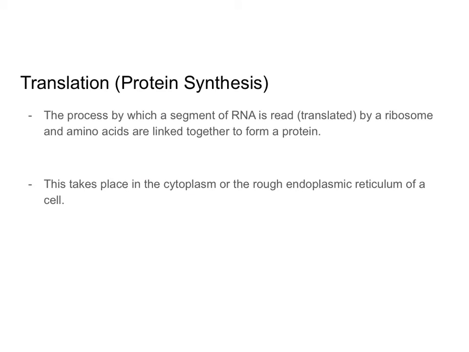The next step is translation. So what happens after the segment of RNA is made, it leaves the nucleus and heads out to the cytoplasm, and it takes place either in the cytoplasm at a ribosome or at the rough endoplasmic reticulum, also using a ribosome. Okay, so what happens in translation is that a ribosome links amino acids together to form a protein.